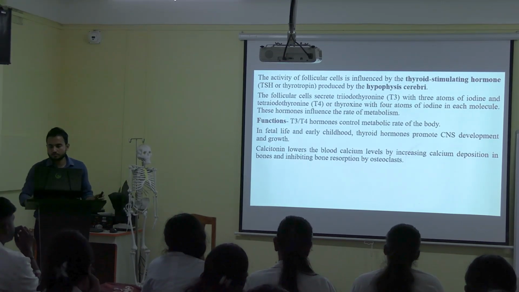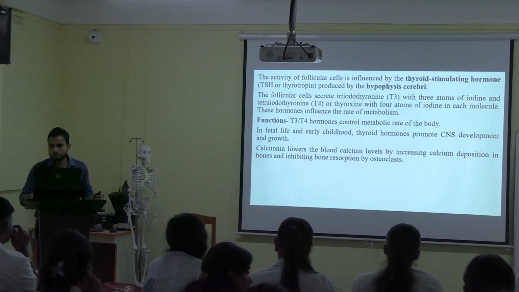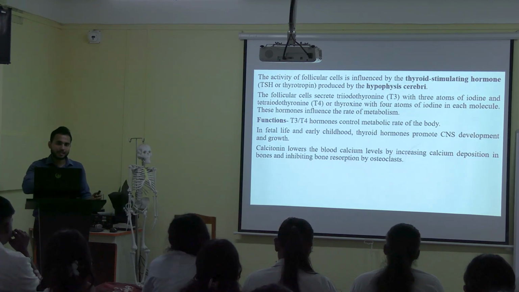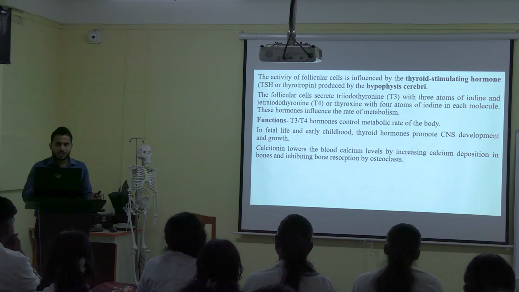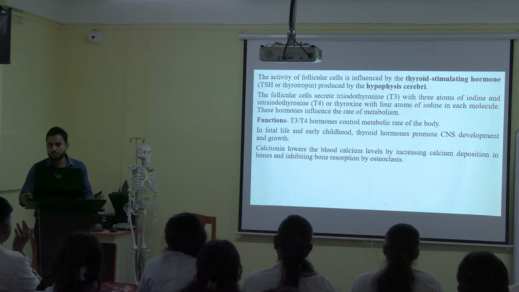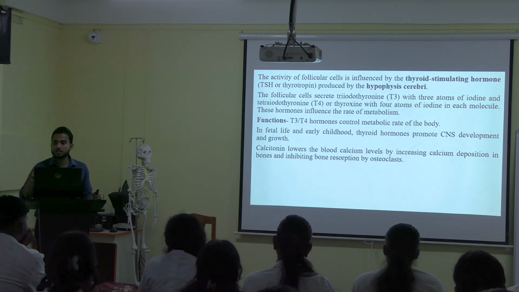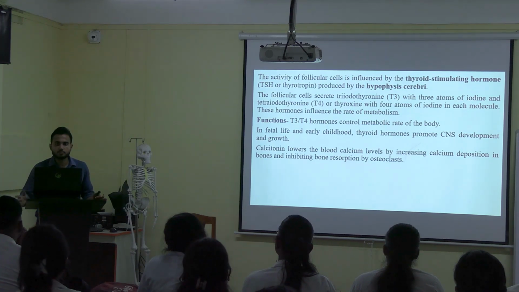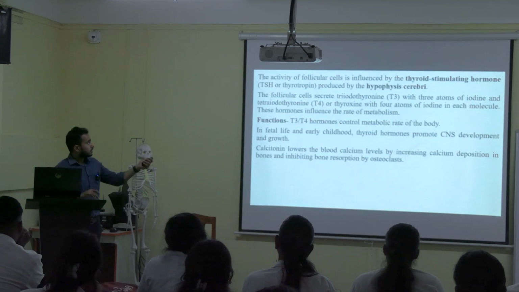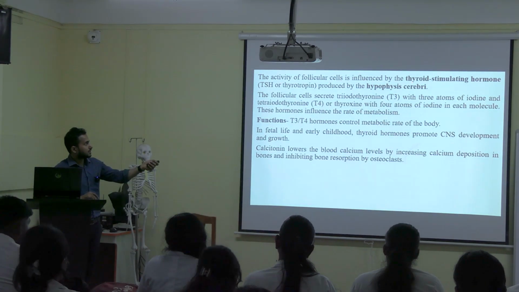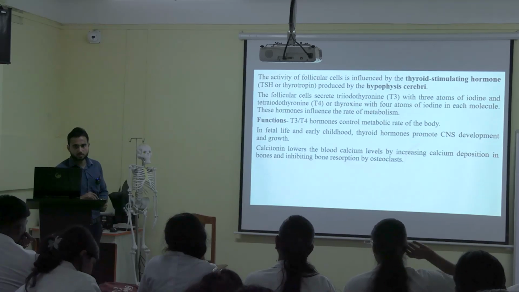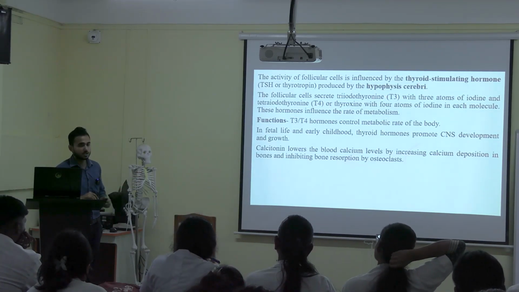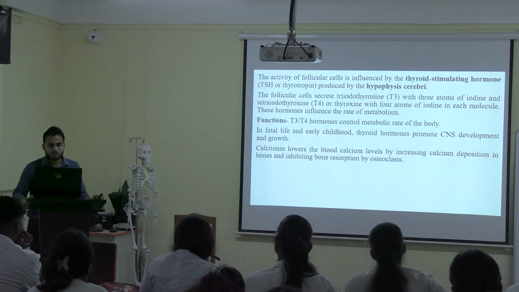Now, what changes the activity of the follicular cells? Just now I have shown you the activity of the follicular cells. How will it change? It changes because of the secretion of thyroid stimulating hormone, which influences the activity of the follicles. So from where does TSH secrete? From the pituitary gland. The activity of the follicular cells is influenced by TSH, or thyroid stimulating hormone, which is secreted from the hypophysis cerebri, also called the pituitary gland.